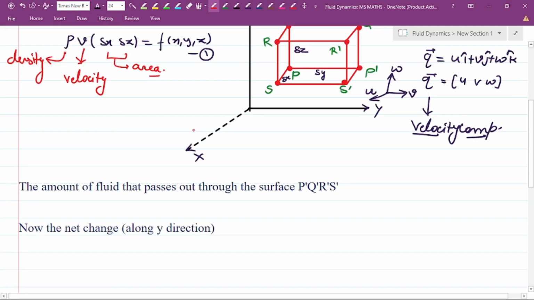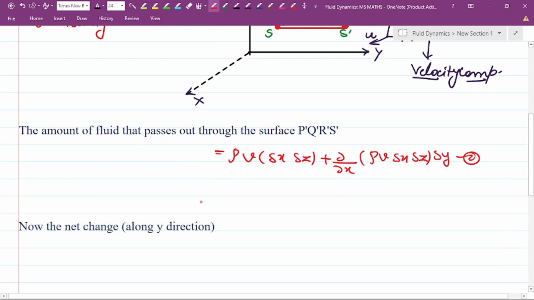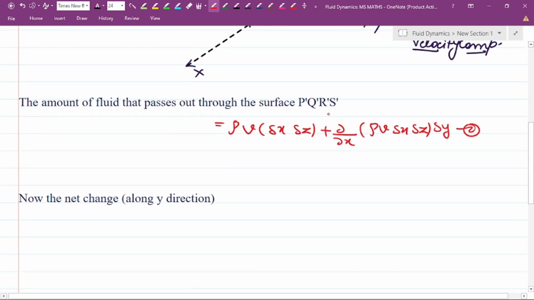Now the amount of fluid that passes out through the surface P dash, Q dash, R dash and S dash is rho v del X del Z plus dou by dou y of rho v del X del Z times del Y. This represents the change of amount in a particular direction, because the change is along that axis and del X del Z is the area.